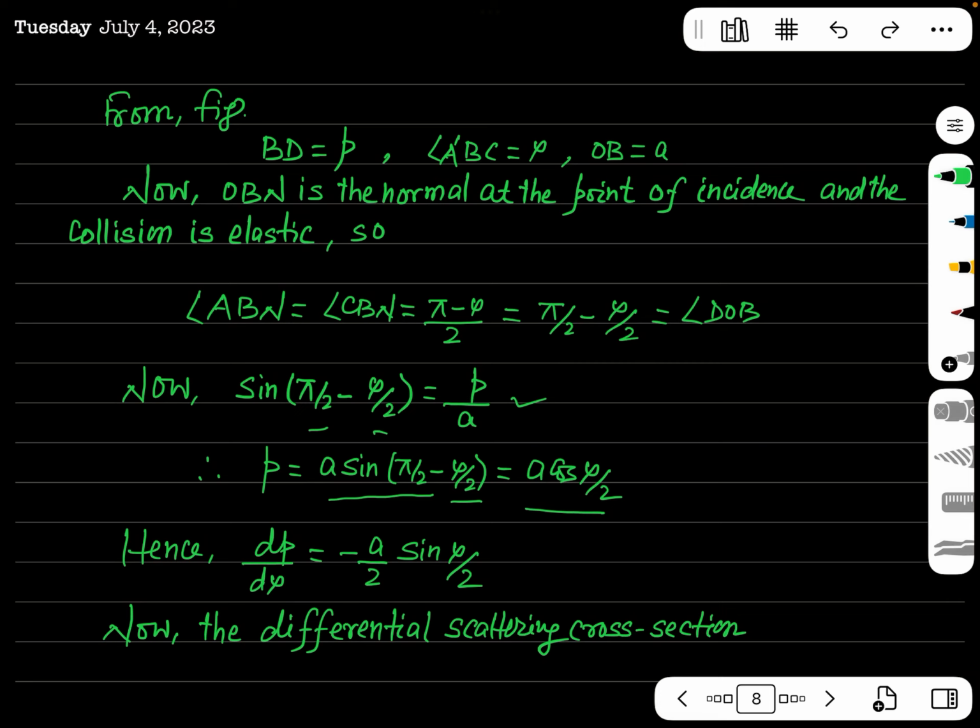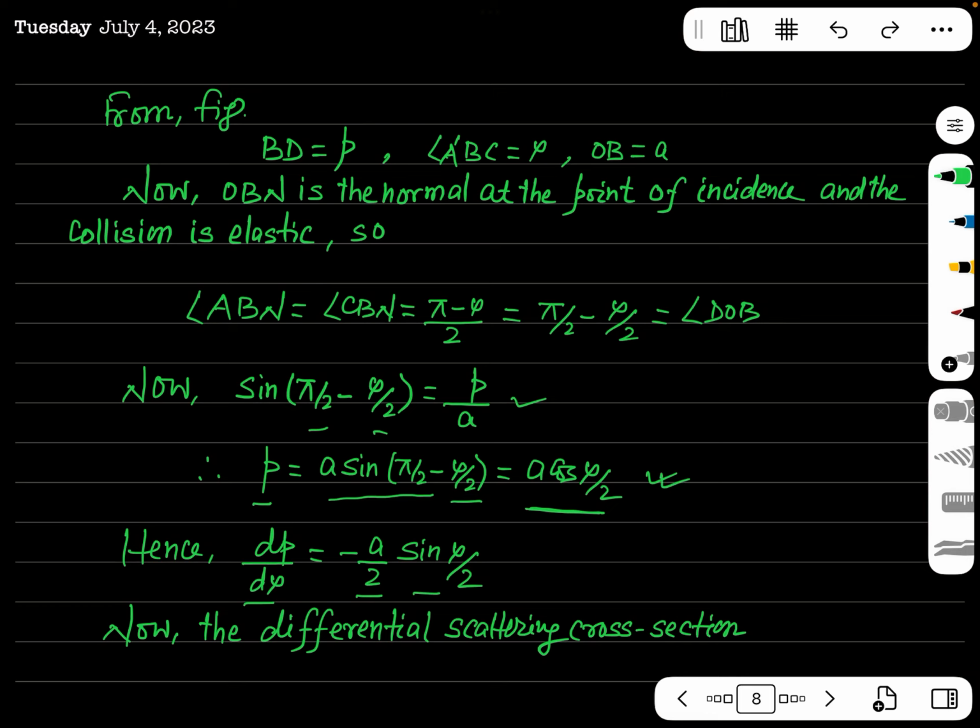So we have obtained a relation between the impact parameter P and the angle of scattering phi. But you know, for getting the value of the differential scattering cross section, we must know dP by d phi. So now let us differentiate P with respect to phi. You can see P is equal to A cos phi by 2, so dP by d phi will be minus A by 2 times sin phi by 2.